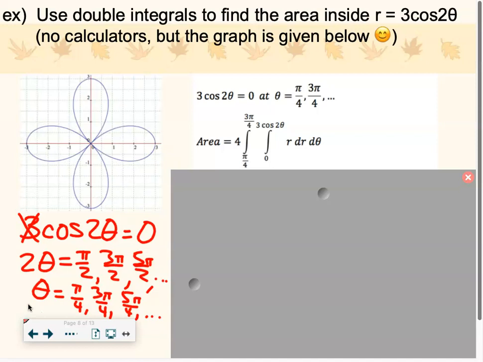All right. Once you have the setup, did you guys evaluate the integral already? No? Okay.